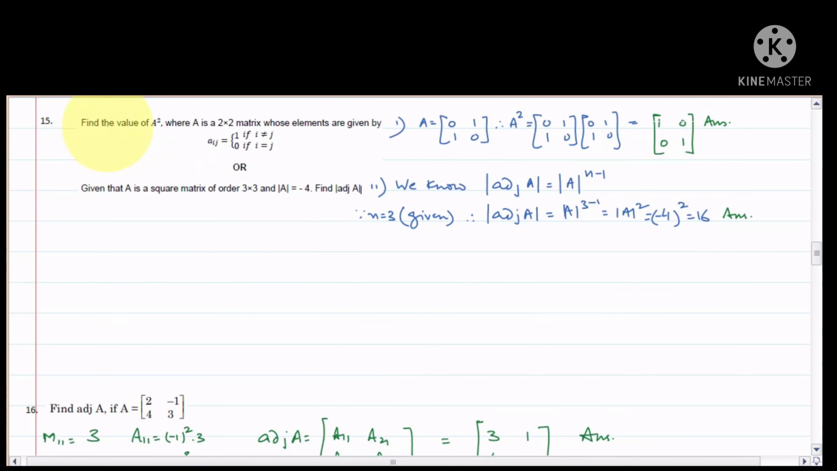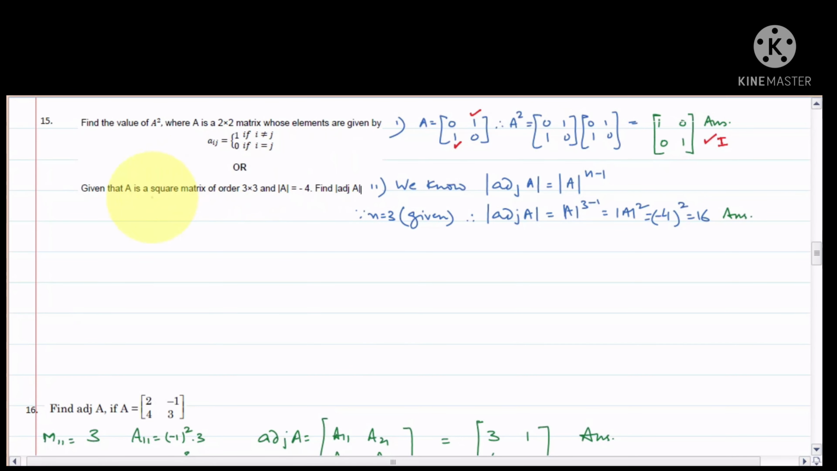Question number 15 says find the value of A square when A is a 2 by 2 matrix whose elements are given by aij is equal to 1 if i is not equal to j and 0 if i is equal to j. So it is a very easy question. When i is not equal to j, that means it is equal to 1. So it is a12 and a21. These values are 1, others are 0. Then we need to find A square, that means multiplying A by A. It gives us 1 0 0 1. We know the matrix multiplication and the result is the identity matrix.